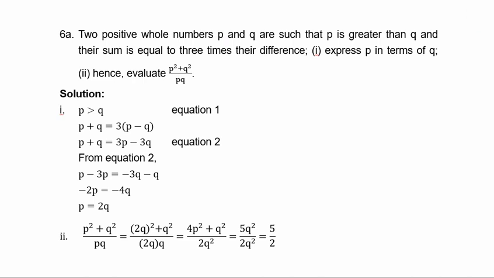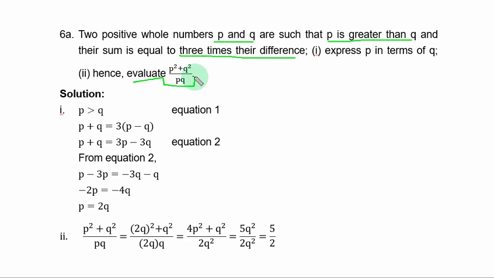Question 6a. Two positive whole numbers P and Q are such that P is greater than Q and their sum is equal to 3 times their difference. (i) Express P in terms of Q. (ii) Hence evaluate P squared plus Q squared over PQ.